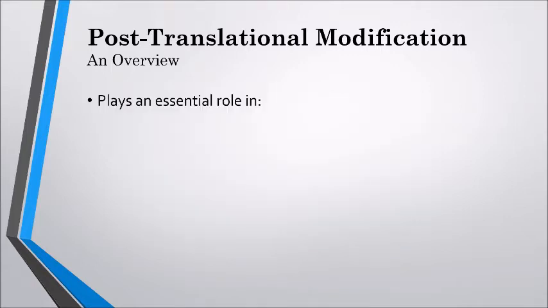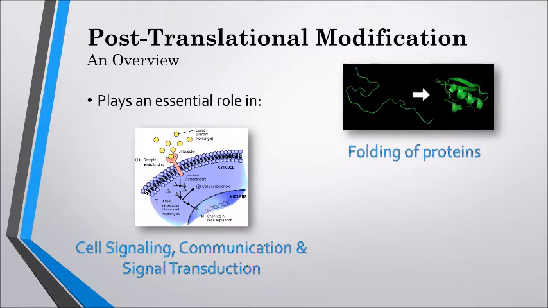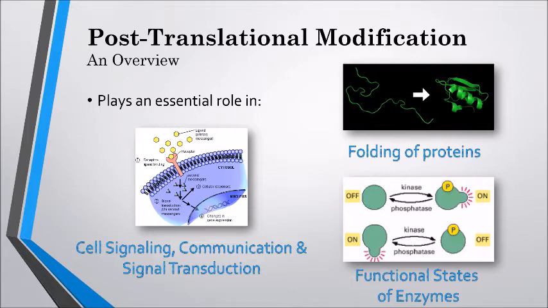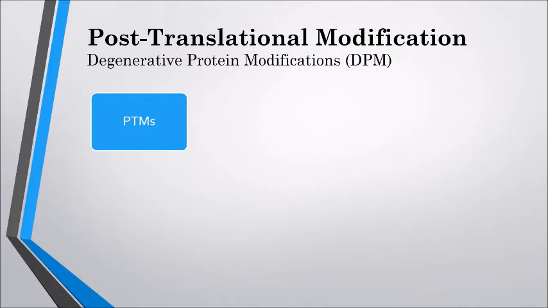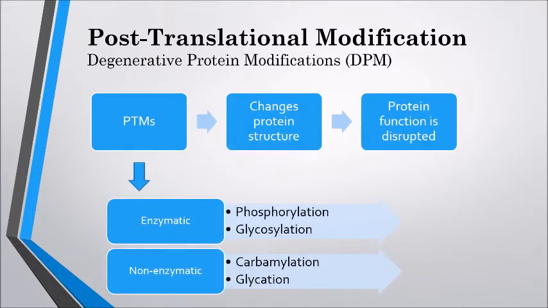PTMs also play an essential role in many cellular and molecular processes including cell signaling, cell communication, and signal transduction pathways. They are also involved in the folding of proteins and control the functional states of enzymes, which is to either activate or inactivate enzymes. Lastly, the consequence of post-translational modifications is great, as it can result in a change in protein structure and therefore function. The modification can be enzymatic or non-enzymatic.